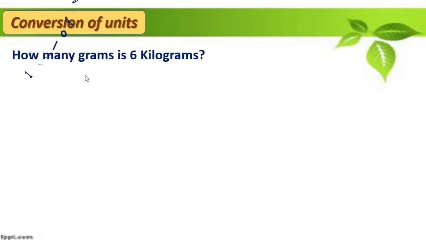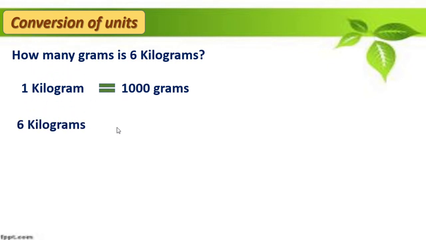Now dear children, we know that 1 kilogram is equal to 1000 grams. Right? We know this. 1 kilogram is equal to 1000 grams. Therefore, 6 kilograms is equal to what we do? Yes, 1000 multiplied by 6, because we want to find out for 6 kilograms, right? So 1000 multiplied by 6 is nothing but 6000 grams, right?